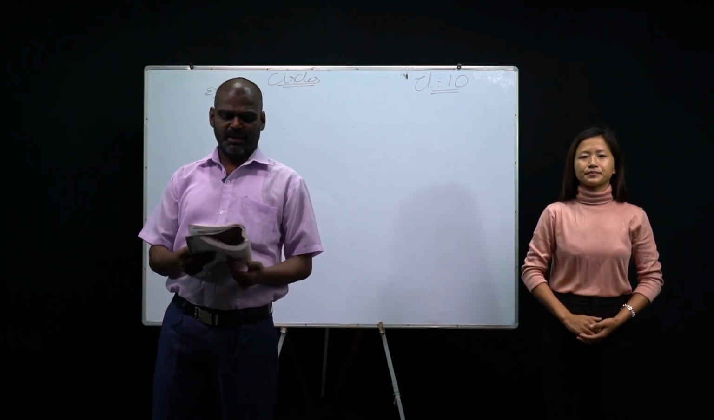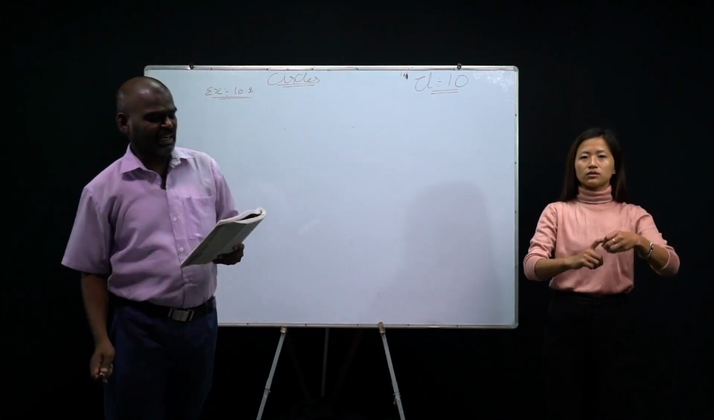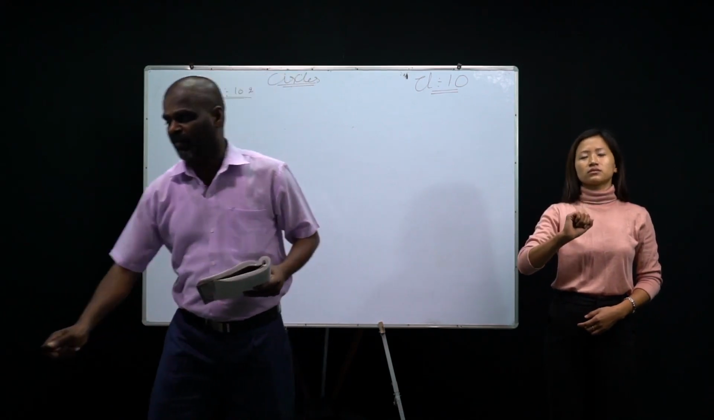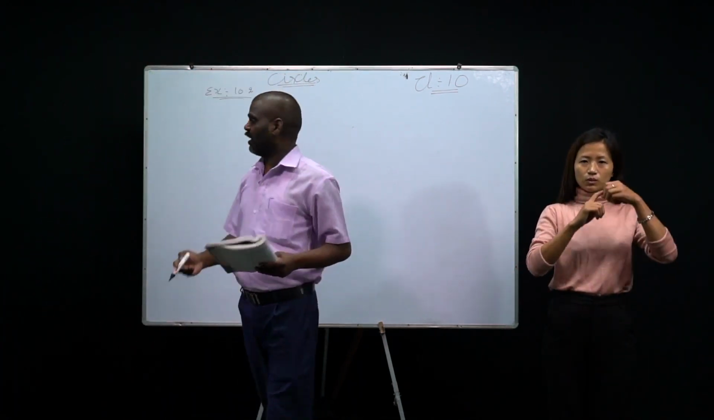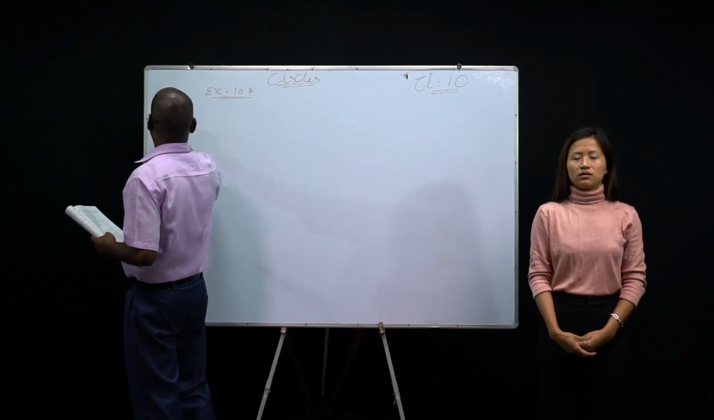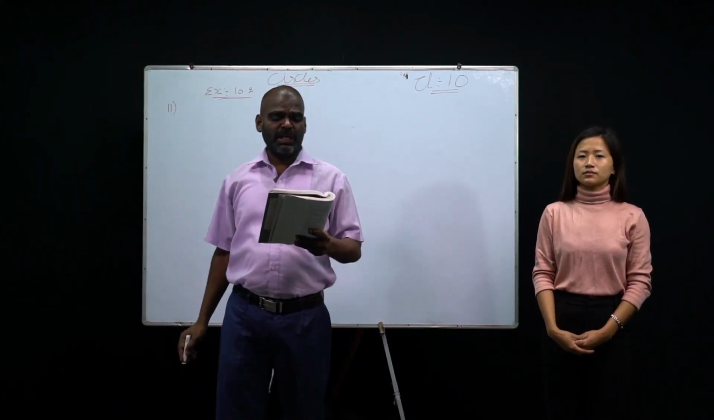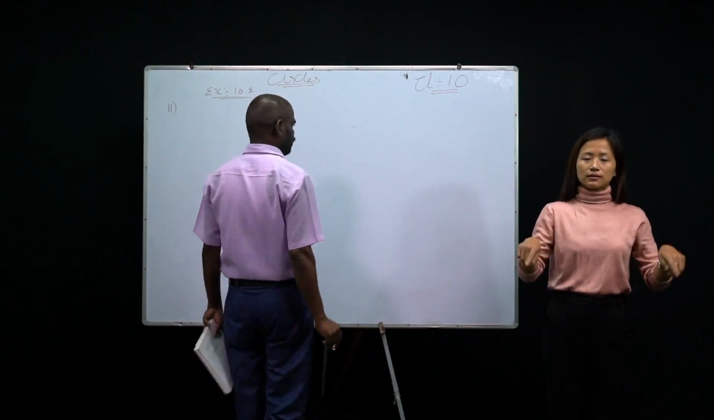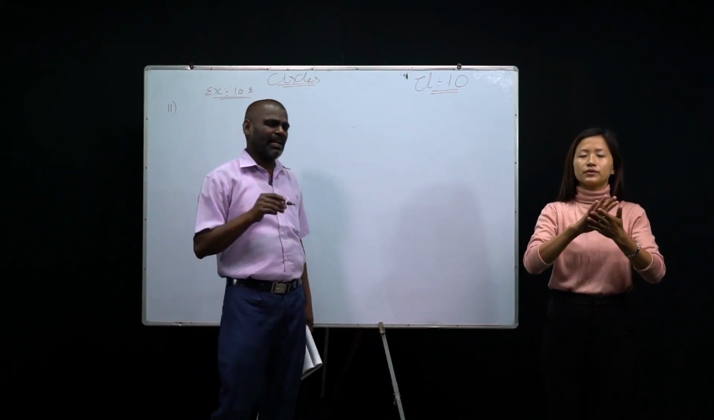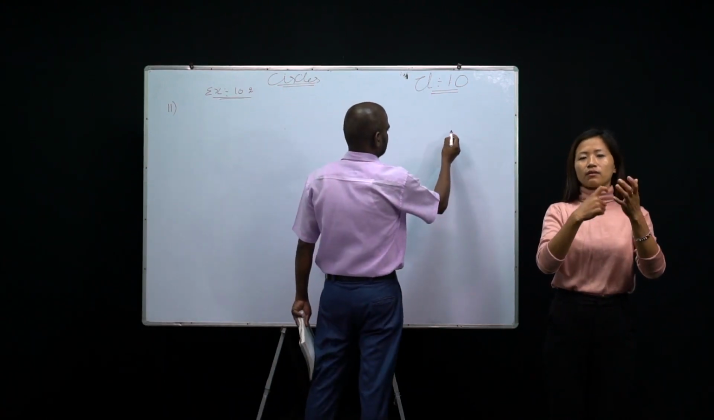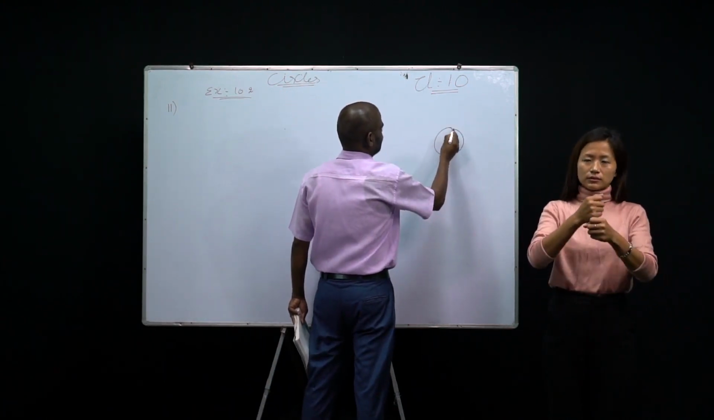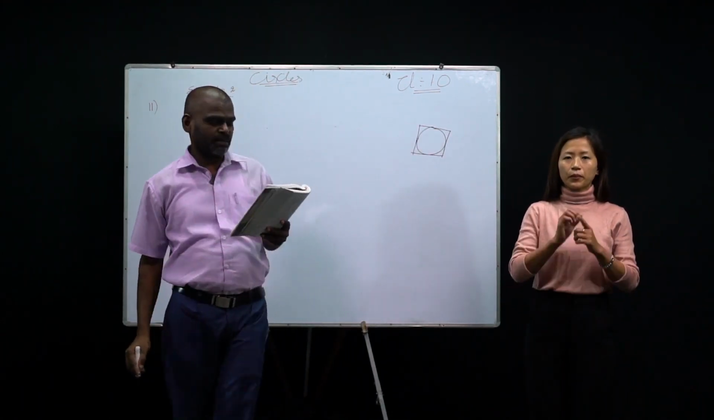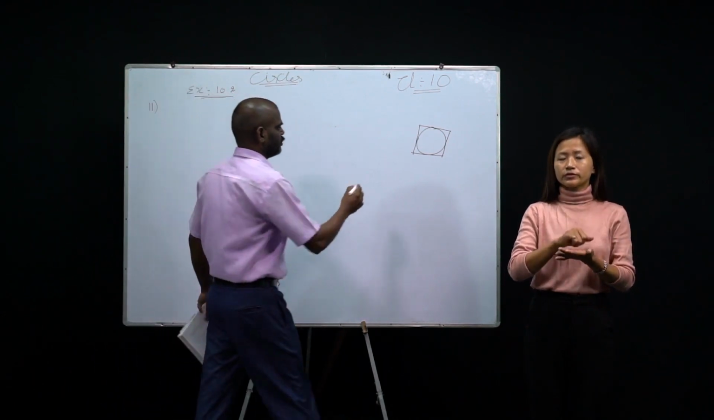Now the next question, number 10, is again very easy. I am not going to do it. You can manage by yourself. Question number 11 tells: prove that a parallelogram circumscribing a circle is a rhombus. What is the question? Prove that a parallelogram circumscribing a circle is a rhombus.